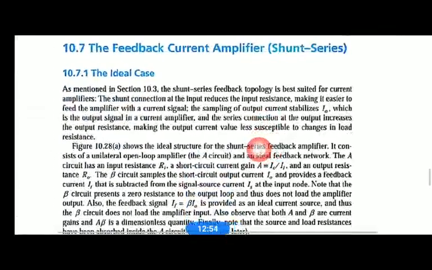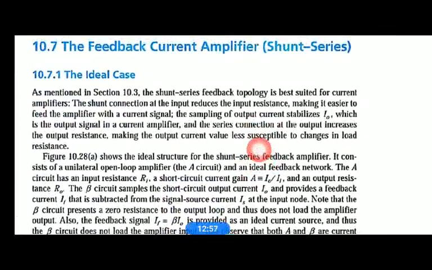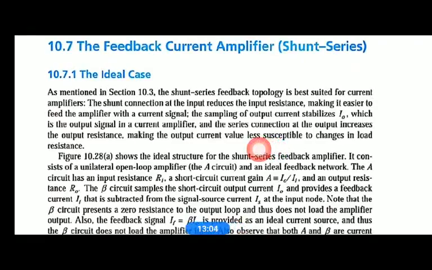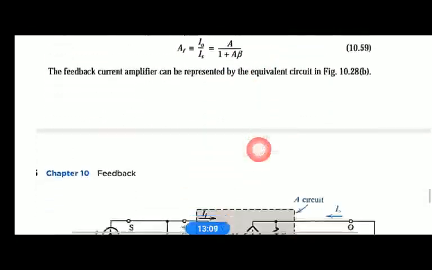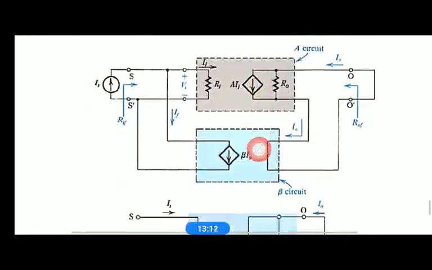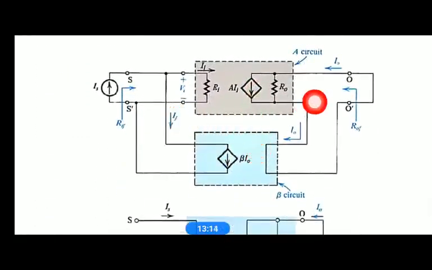Our next and last topology is the shunt series topology. Using this shunt series topology, we form the feedback current amplifier. So we study the feedback current amplifier here. In a feedback current amplifier using a shunt series topology, at the input side there is a shunt connection and at the output side a series connection. I already explained these things in the previous circuit, so I will only explain here.